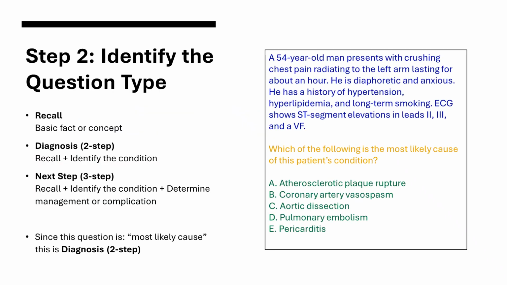Most licensure-style questions fall into a few common patterns. A recall question asks for a direct fact. A diagnosis question asks you to interpret the vignette and identify what condition is happening. A next step question goes one step further and asks you what you should do in management or treatment. This example is a diagnosis style question because we are being asked the most likely cause of the patient's condition.